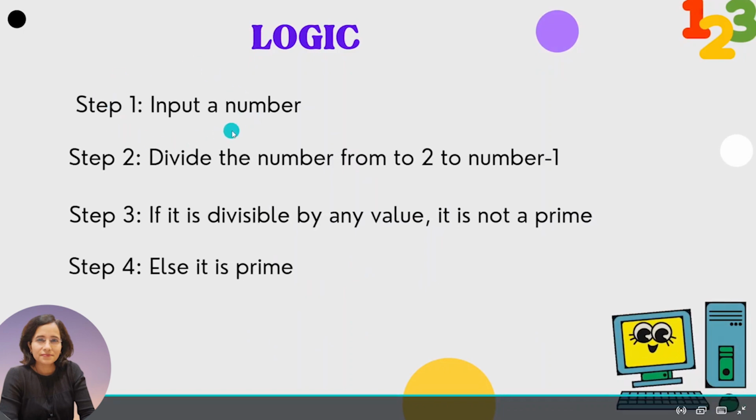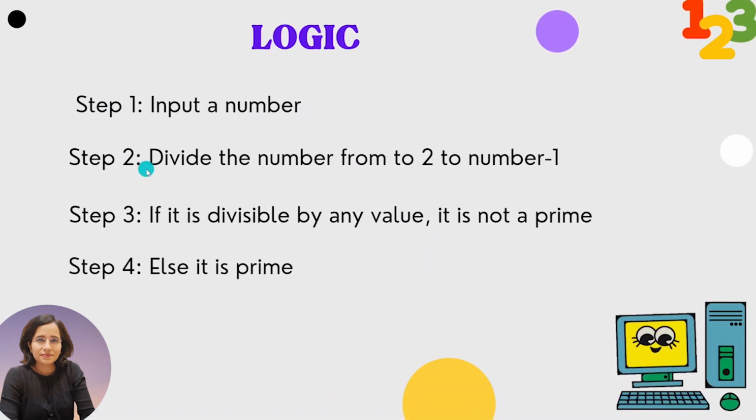In the first step, you have to take a number. In the second step, divide the number from 2 to number minus 1, because it is divisible by 1 and that number itself. In step 3, we have to check whether the number is divisible by any value. If it is divisible by any value, then it is not a prime number, else it is a prime number.